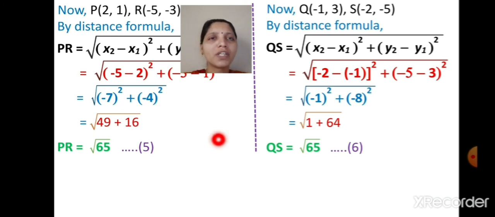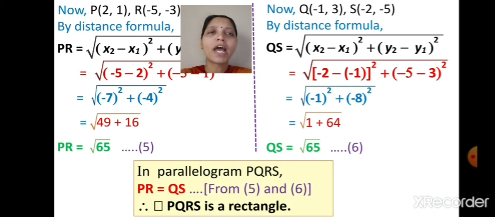Now if you see equation 5 and 6, both have equal lengths. That means PR is equal to QS. So diagonals are also congruent. So we can say that in parallelogram PQRS, PR is equal to QS from equation 5 and 6. Therefore, we can say quadrilateral PQRS is a rectangle. Okay. So I hope you have understood this sum.